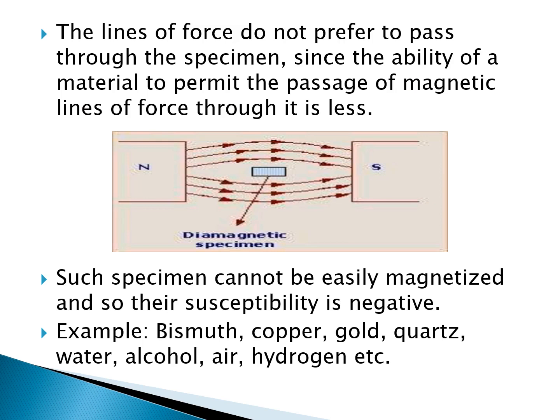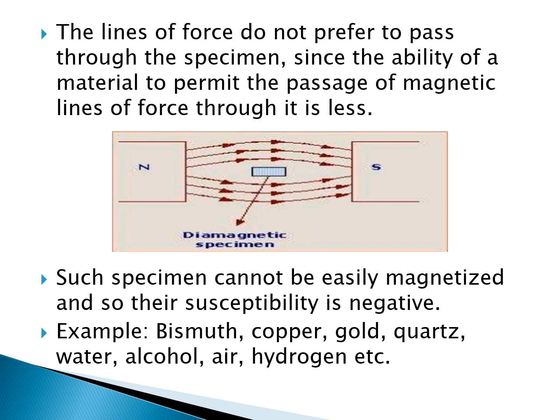Next property is that the lines of force do not prefer to pass through the specimen, since the ability of the material to permit the passage of magnetic lines of force through it is less. The diagram below shows a diamagnetic specimen placed in a magnetic field, but the magnetic field lines do not pass through the specimen. Such a specimen cannot be easily magnetized and so its susceptibility is negative.